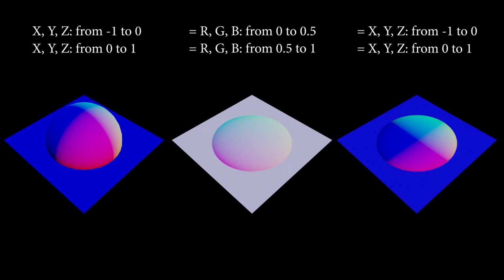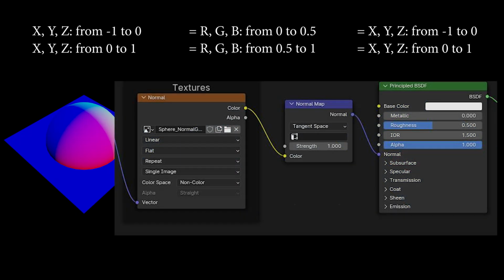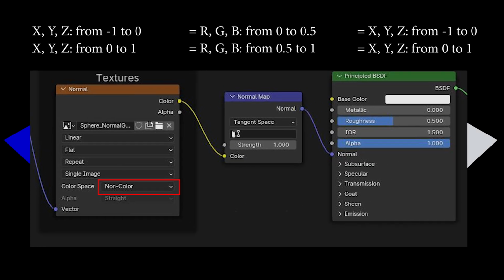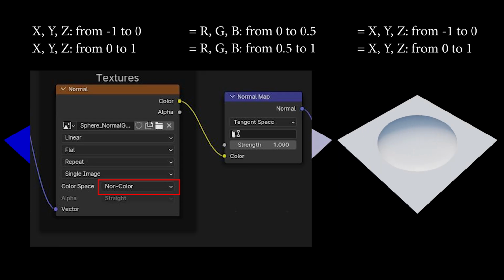As you can see, the colors of the normal map are consistent with those of the original sphere. Finally, we plug the normal map node into the normal socket of the principled shader to use it in our renders. We need to set the normal map to non-color space because we're extracting the normal data from the map, not displaying its RGB colors. The normal map node should be set to tangent space, because the normal map we are using is a tangent space normal map.